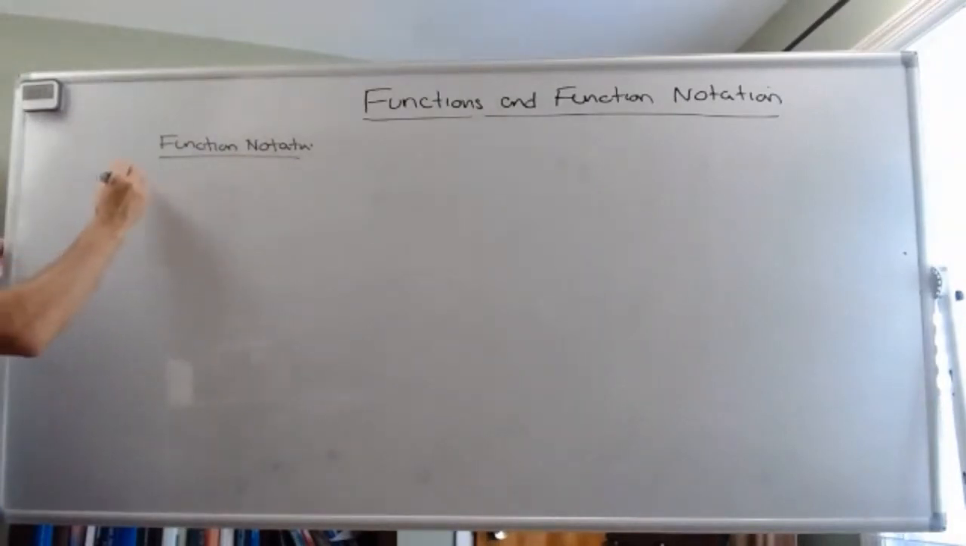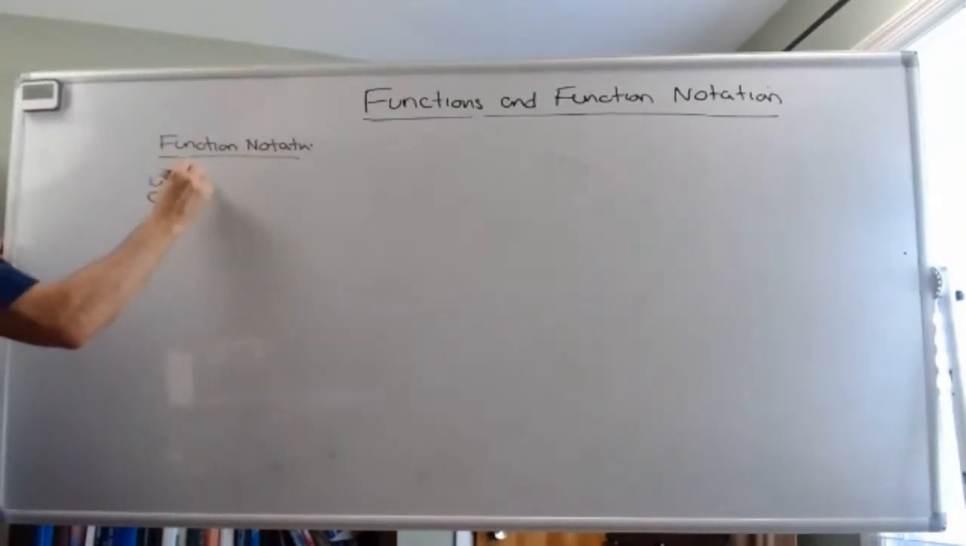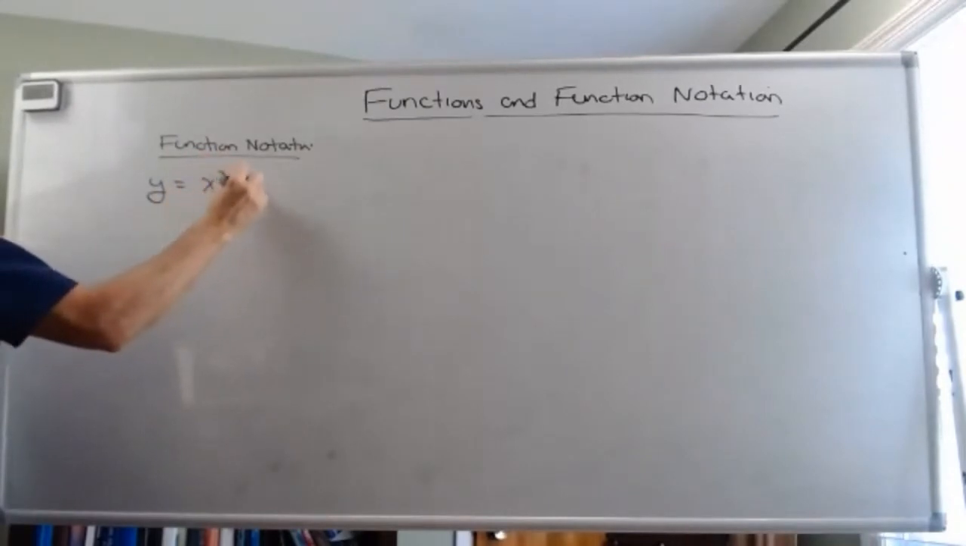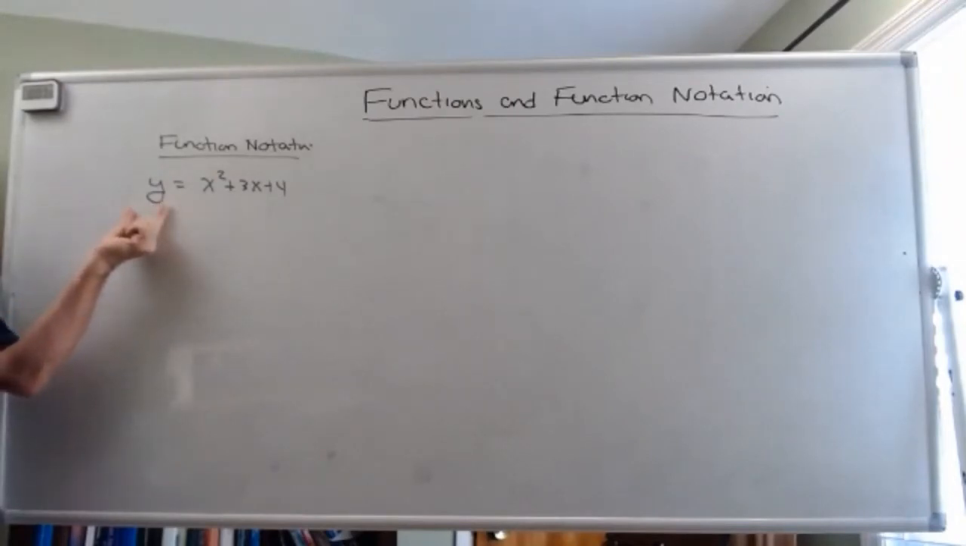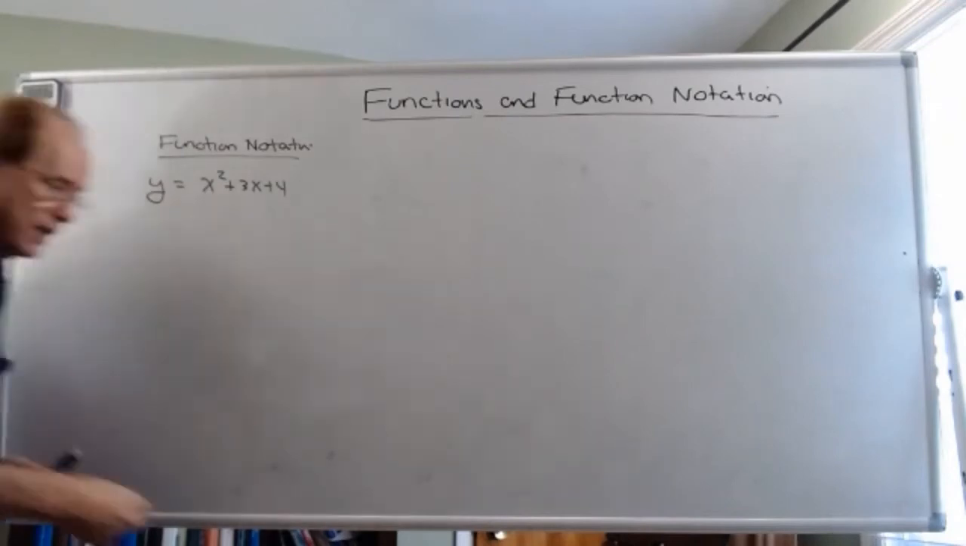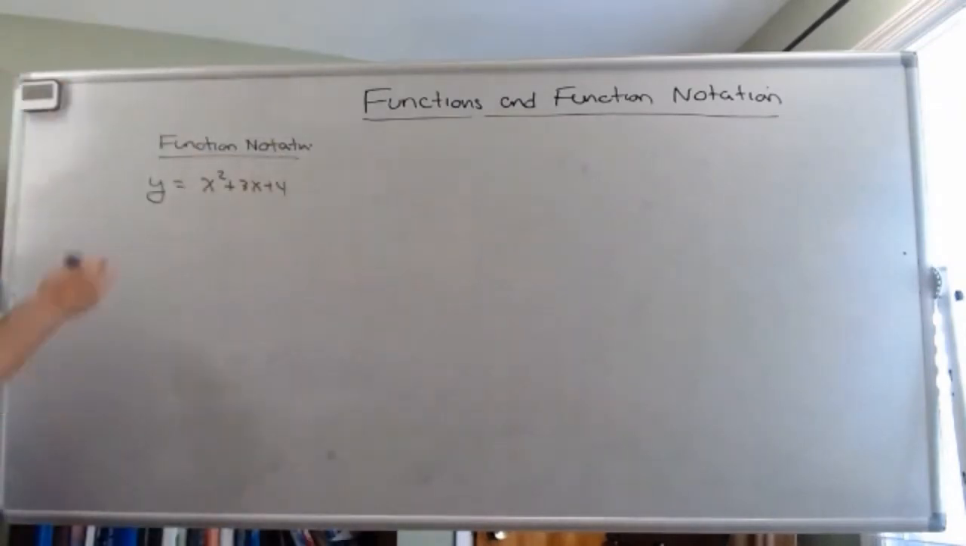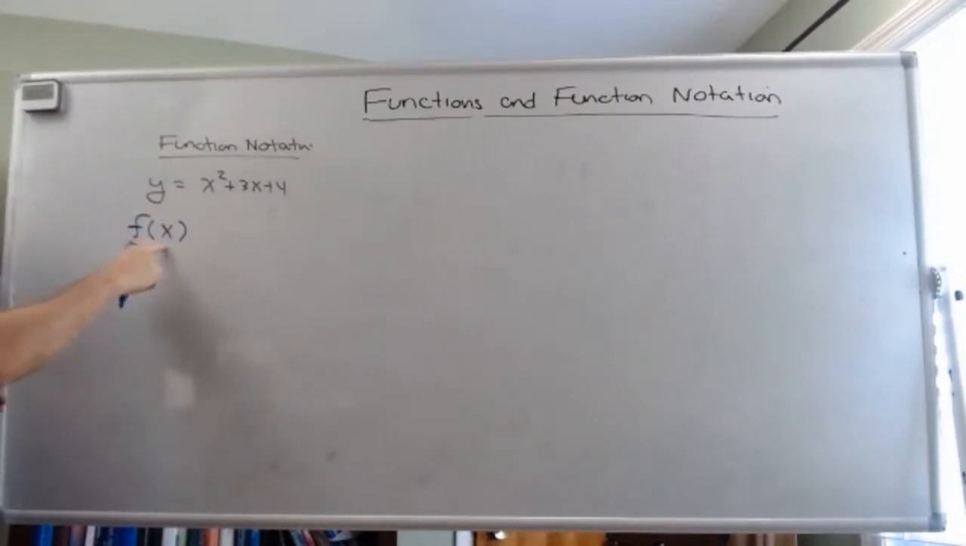Meaning we had an equation. So here's my equation. y is equal to, say, x squared plus 3x plus 4. Instead of writing y, I'd like to create a new notation. So I'm going to replace this y with the letter F. And now I'm going to use parentheses. These parentheses don't mean the same thing they do when you're multiplying algebraic expressions. These parentheses just identify the input. This is not F times x.